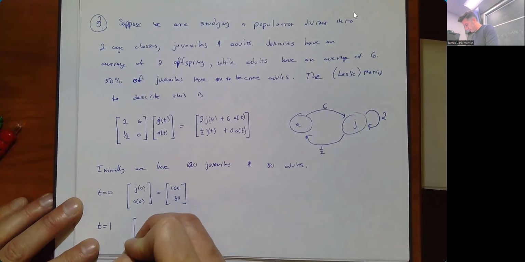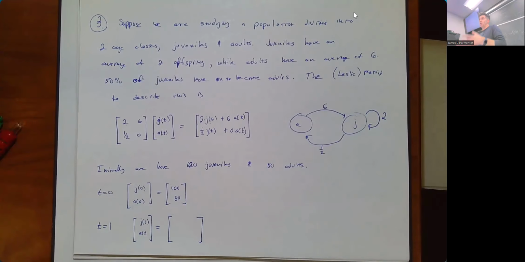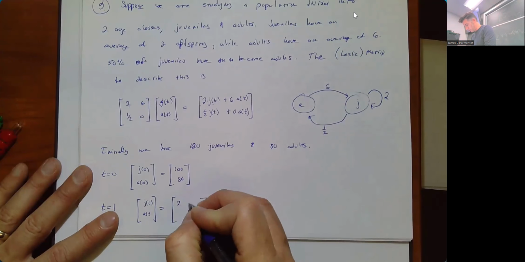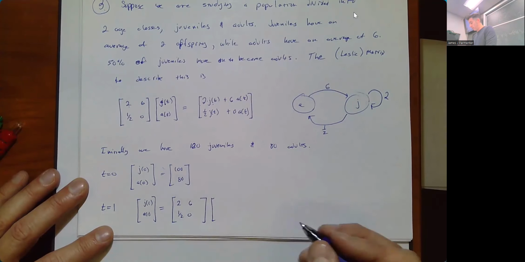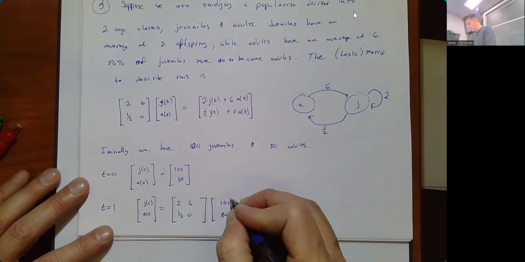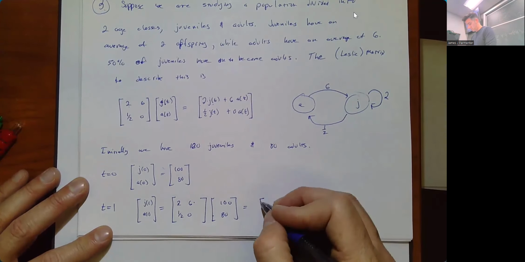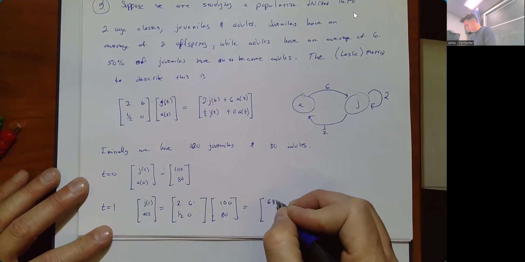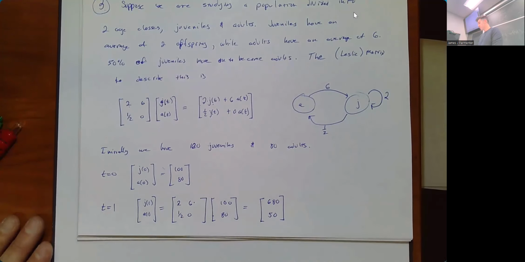The number of juveniles at time 1 and the number of adults at time 1 is going to equal the matrix that tells us how to get from 1 year to the next year, 2, 6, 1/2, 0, times how many we had at time 0. Let's take a look and see what we get. 2 times 100 plus 6 times 80, just like I was saying, which is 680. And then 1/2 times 100 plus 0 times 80. So we get 680 juveniles and 50 adults. And then we could do it again.